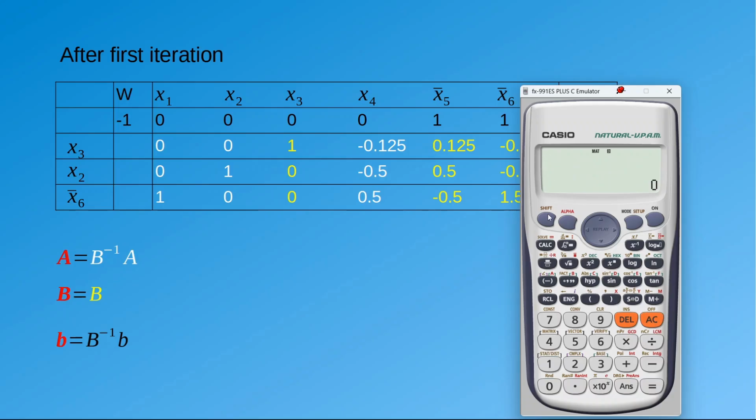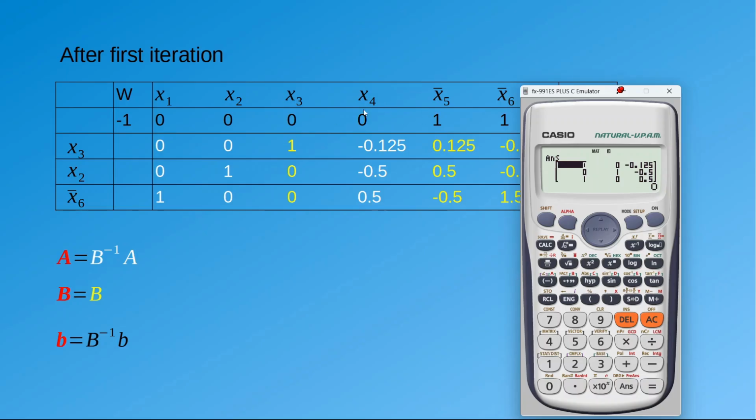So let's do this. Shift 4, B inverse into shift 4 A. That is 3. So there we are. Now this is the coefficient of x1, this is the coefficient of x2, and this is the coefficient of x4. I have noted it down here.